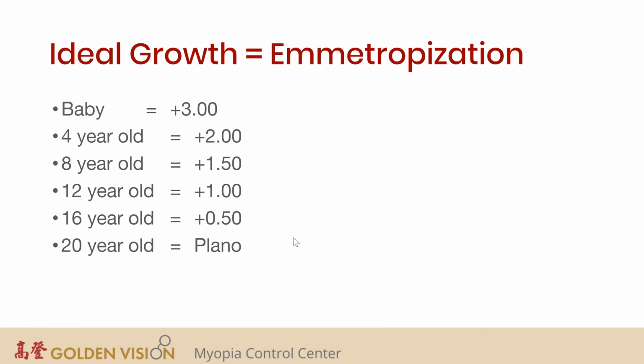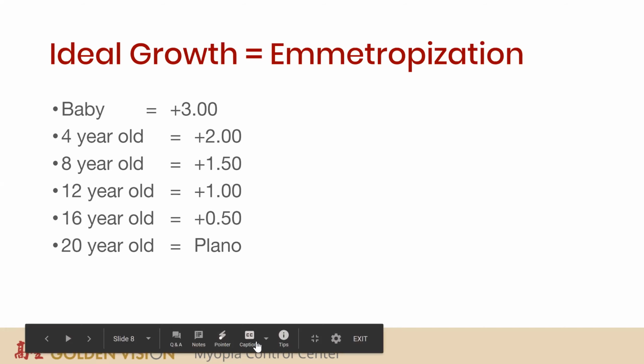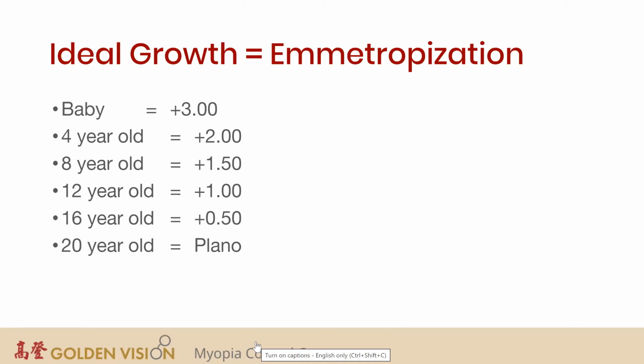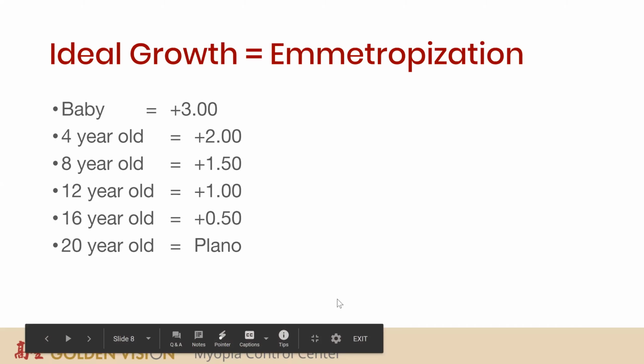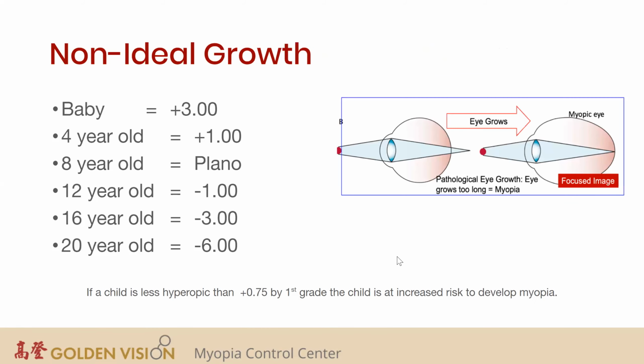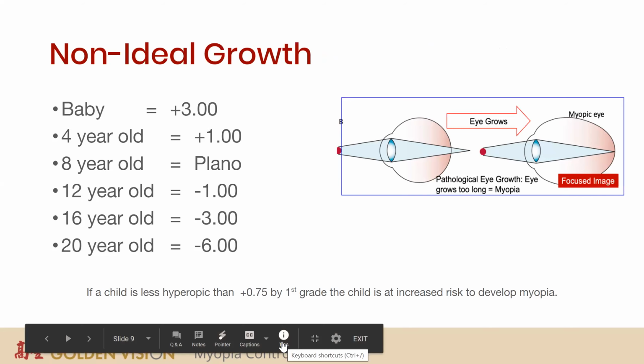But as it grows longer and longer, by the time they become an adult at 20 years old, the eye is in perfect length. So no prescription at all. That would be the ideal growth. So next slide, we'll have a non-ideal growth. The non-ideal growth is very common among Asians, where the eyes are growing too fast, going long too fast.